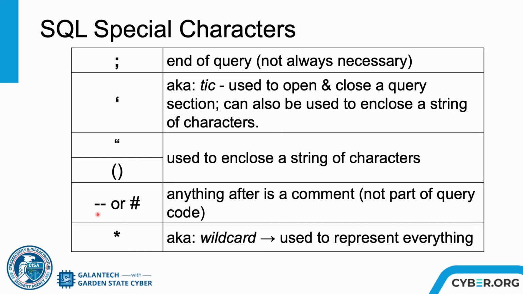We use dashes, and this is not called a hashtag. This is called a pound sign. So we use the dash and the pound sign when anything after the dash or the pound sign is just going to be a comment. Like we're just writing a note to ourselves, and we don't want that to be interpreted as computer code. And then finally, we have our little star. We call that an asterisk. We call that the wildcard, which in SQL is used to represent everything, like in the example from the previous slide.